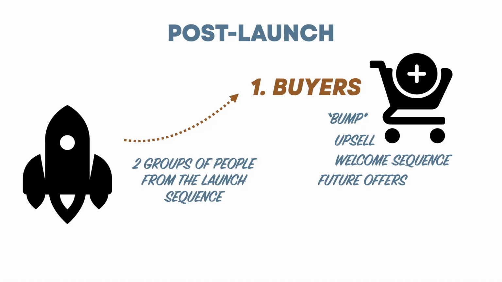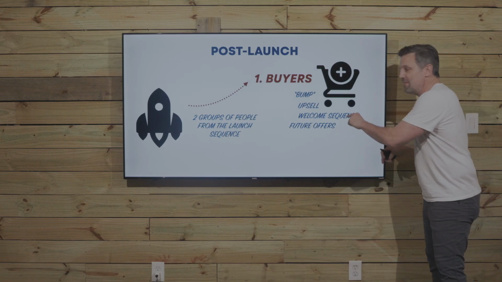So here's what it looks like. Two groups of people from the launch sequence. The buyers at the shopping cart, when they check out, you probably want to offer them a bump, even if it's a membership program. Bump them up. You know what that is because we've looked at that earlier when we talked about websites and marketing books. You do want to offer them an upsell. If it's a membership program or related course, I would send them into the welcome sequence. Also in that welcome sequence, I would include future offers.